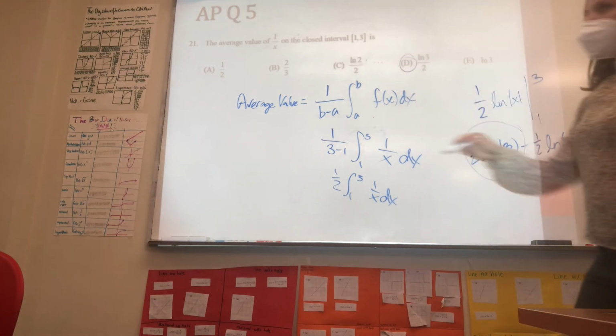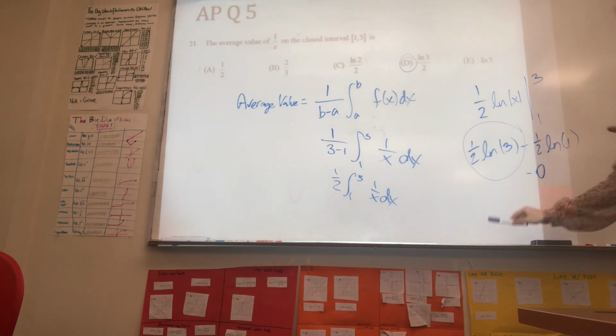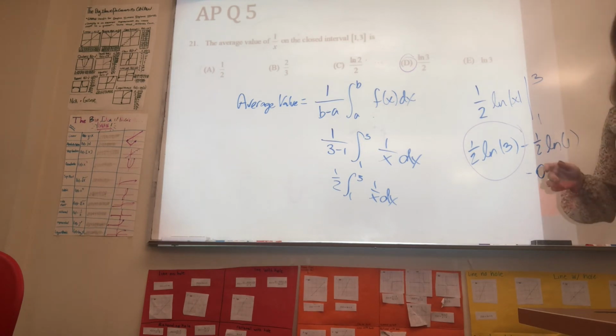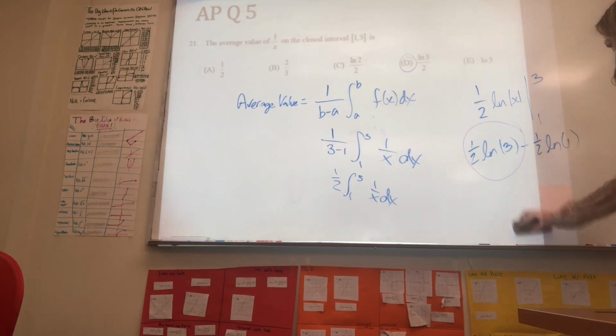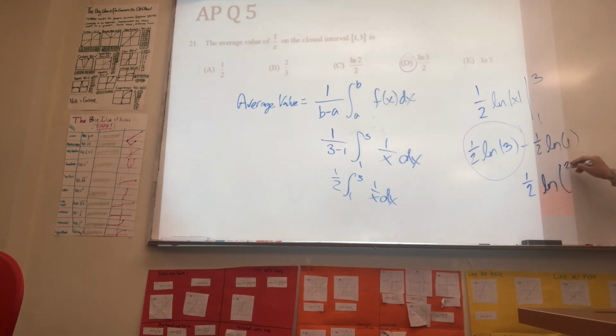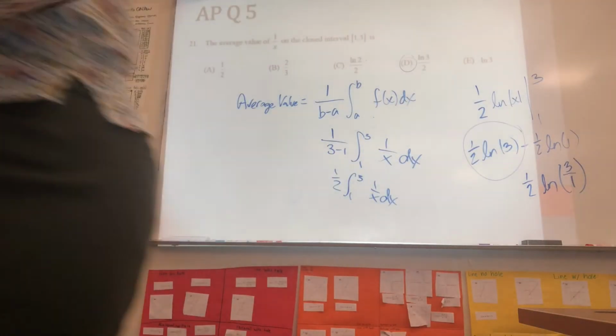Question on this: can you do 1/2 ln of 3 over 1? Yes, you can do that. You know how in the other one we divided ln of 10 by ln of 5? It's ln of 3 over 1. That's what I did. That's easier sometimes than remembering that ln of 1 is 0. Love that. Connections.